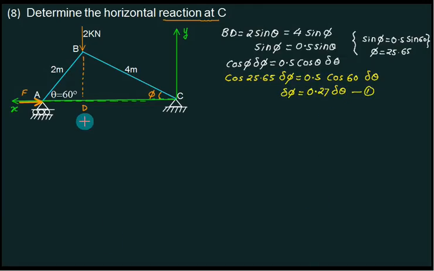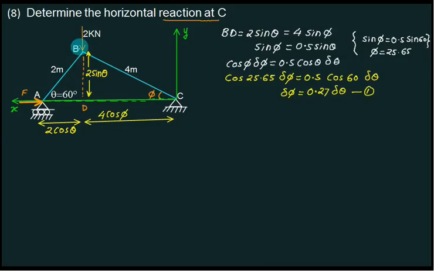What is this distance? Is it 4 cos phi? Adjacent is cos, opposite is sine. And what is this distance? 2 cos theta. And can I write this distance as 2 sin theta as well as 4 sin phi? So I will prefer to write in theta. So 2 sin theta.